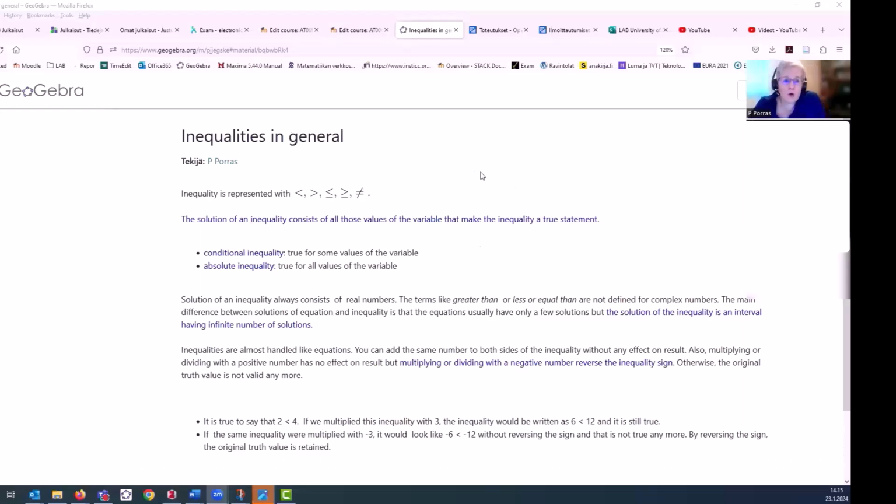So we talk about inequalities in general and also the linear ones today. This first part just tells you that if you have something other than an equal sign there, then you talk about inequalities. They say that they are conditional inequalities or absolute inequalities based on what kind of results you get.